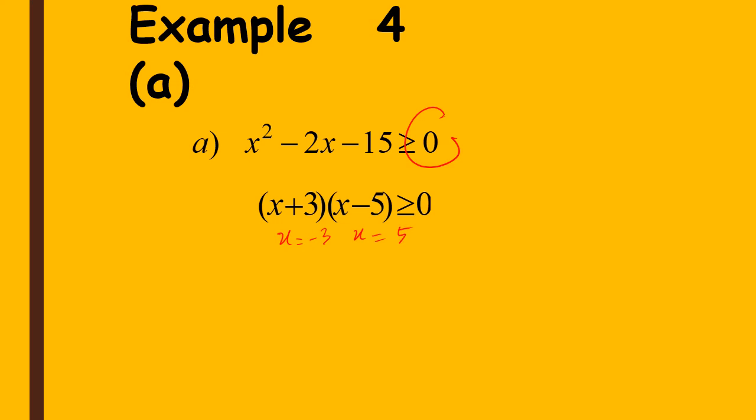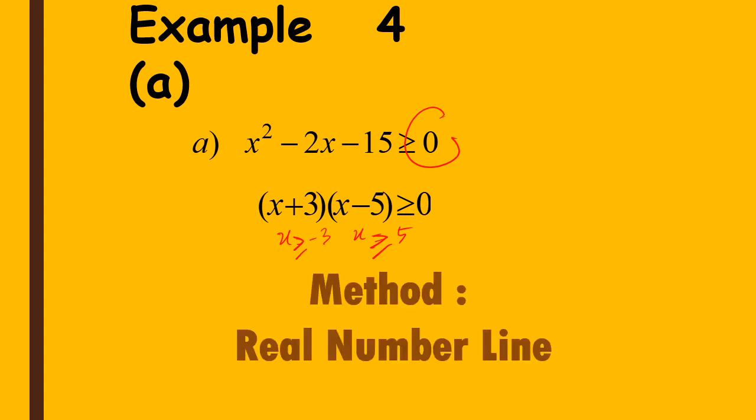So we have these two values. So we don't sketch the graph. What we should do is to put a real number line. So we assume this part is more than or equal to 0, this part also more than or equal to 0. Why? We assume everything is positive. The assumption is positive, always positive first. So sketch the real number line. The method we call it as the real number line method.